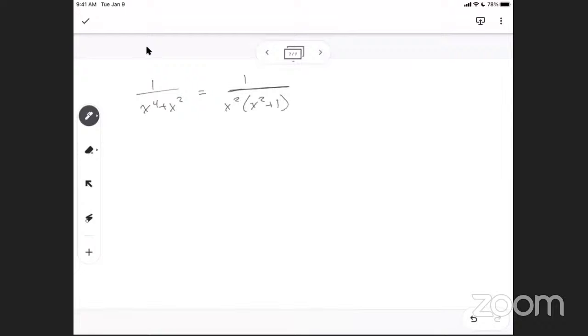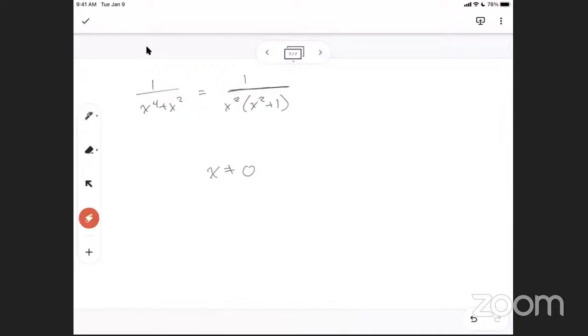So excluded values mean, what are you not allowed to plug in? So let's set each one of the denominators equal to 0 and see what we get. If I set this equal to 0, what do I get? 0. I should say each one of the factors in the denominator. Yeah, you'd get 0. So x cannot equal 0, right? Because if it did, you'd have a number over 0 and you can't have that.